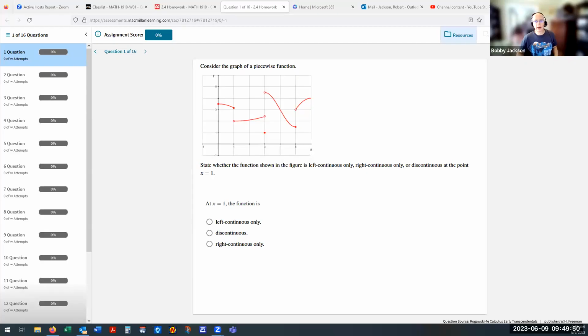Hey everyone, we're going to look at the first three questions in section 2.4 homework, Achieve 1, 2, and 3. They're all sort of choose the option basically.